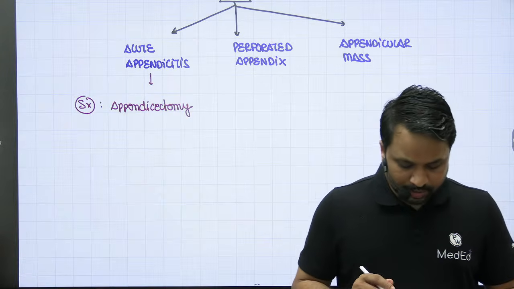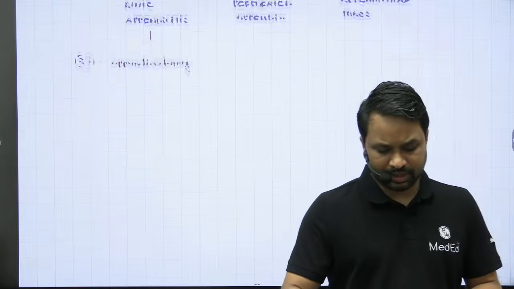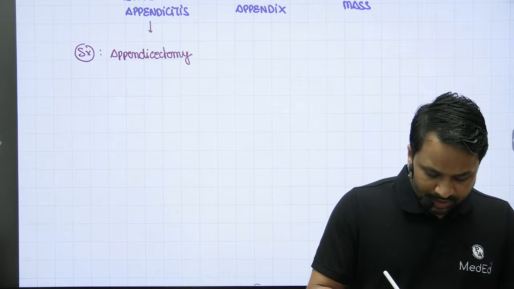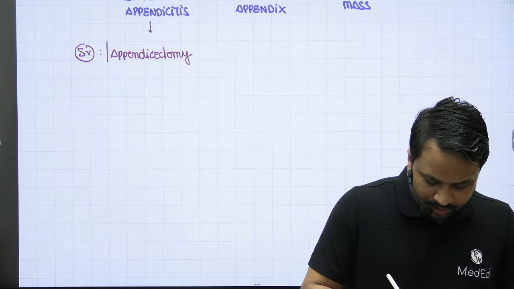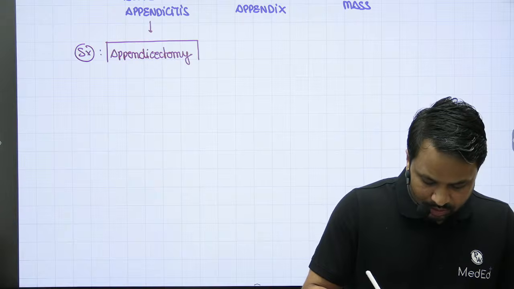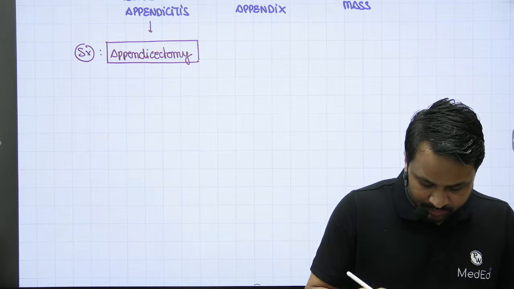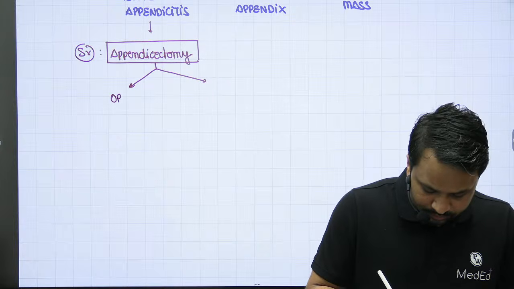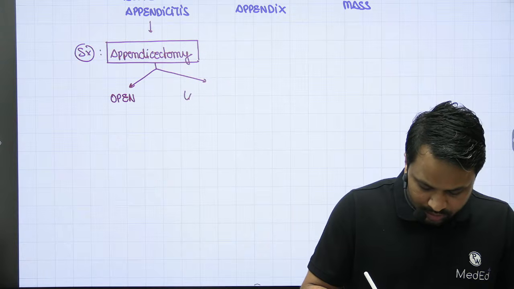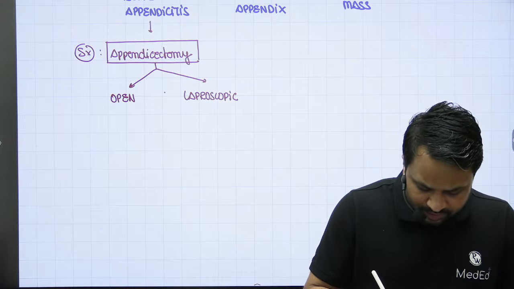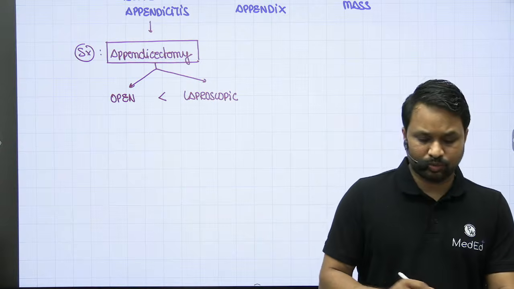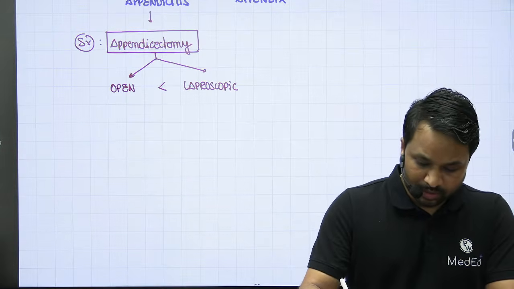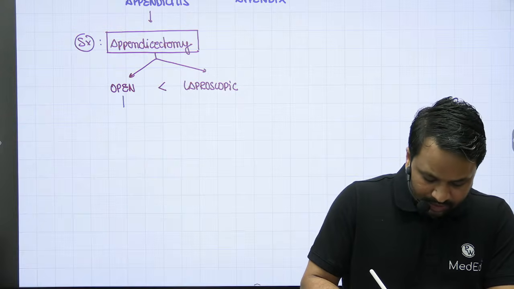Now, when you talk about appendicectomy, what are the common incisions that you can talk about? We have two options. You can go ahead with open appendicectomy as well as laparoscopic appendicectomy. The preferred one as of today is laparoscopic appendicectomy. Now, in an open appendicectomy, what are the incisions that you have?